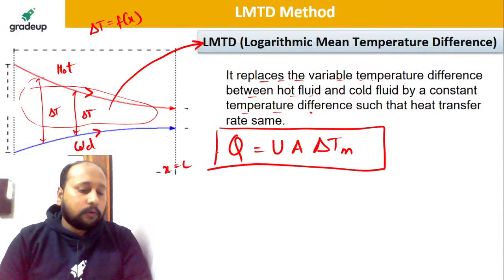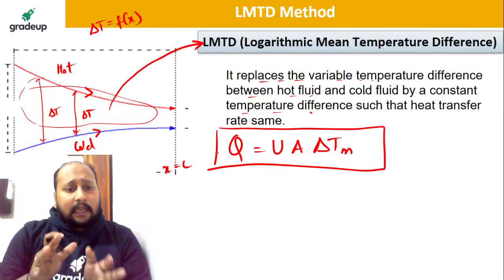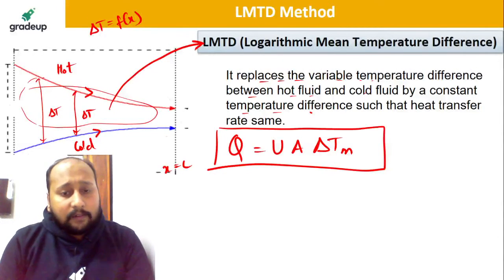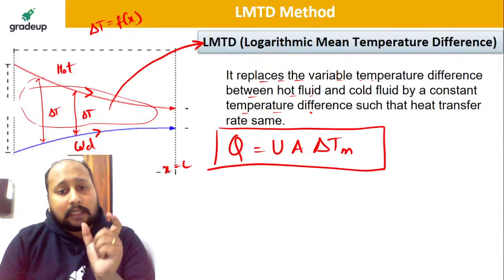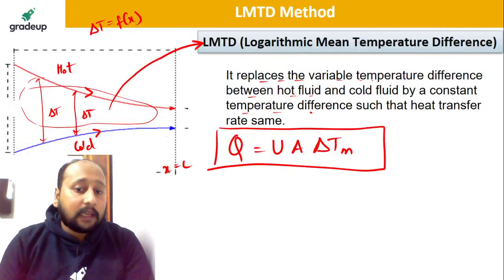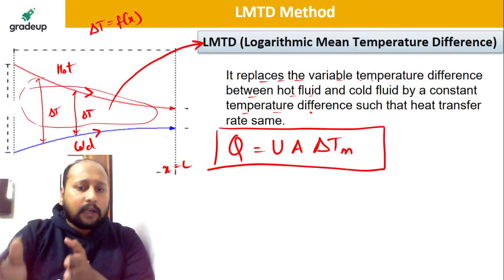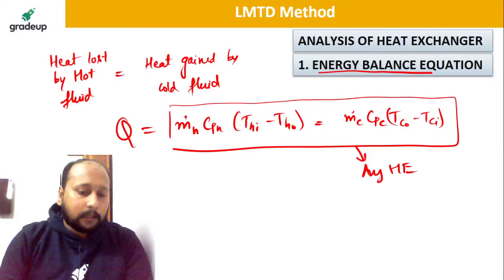What is U? Overall heat transfer coefficient. Why? Because in this case we have a combination of conduction and convection both. So definitely we have to take into account a single entity, which we call the overall heat transfer coefficient. Now A is the surface area of the heat exchanger, and Q is the heat transfer. Either you can calculate Q from this formula, or you can calculate it otherwise.